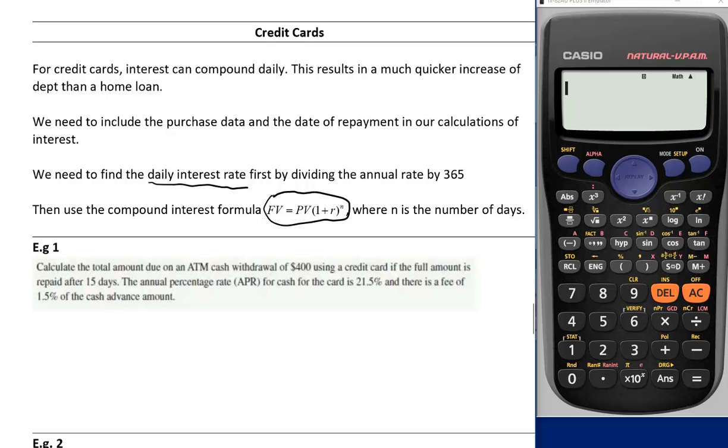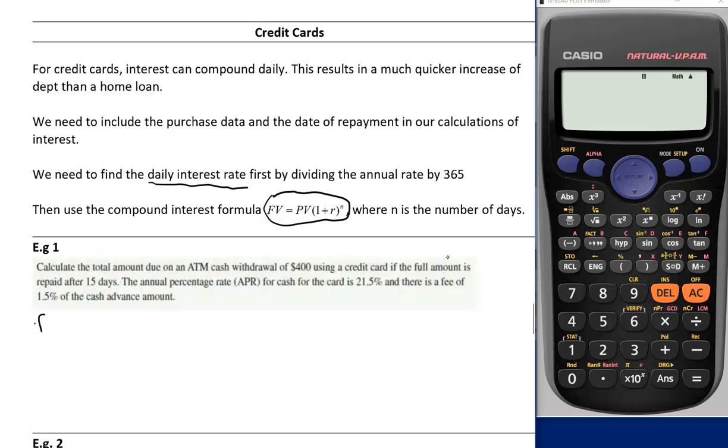So let's do this first example. Calculate the total amount due on an ATM cash withdrawal of $400 using a credit card. So not a debit or a savings card, using a credit card, if the full amount is repaid after 15 days. The annual percentage rate, APR, for cash for the card is 21.5%, and there is a fee of 1.5% of the cash advance amount. So the first thing that I'm going to do is find out how much that fee is. I'm going to get all those additional fees out of the way first.